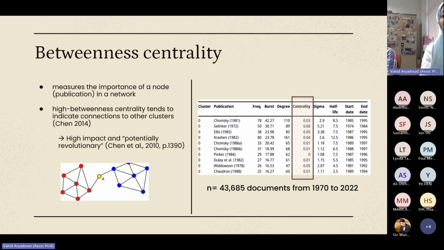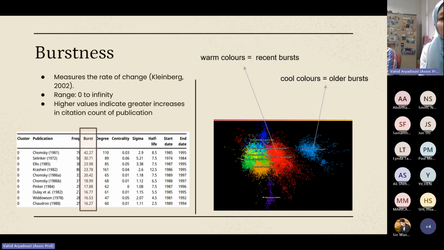And speaking of together, one of the key metrics that we look at is the actual publication that Vahid has explained quite nicely just now about the burstiness, and that it measures the rate of change rather than the absolute citation counts itself. And it ranges from 0 to infinity. And the higher values indicate greater increases in citation count of the publication.